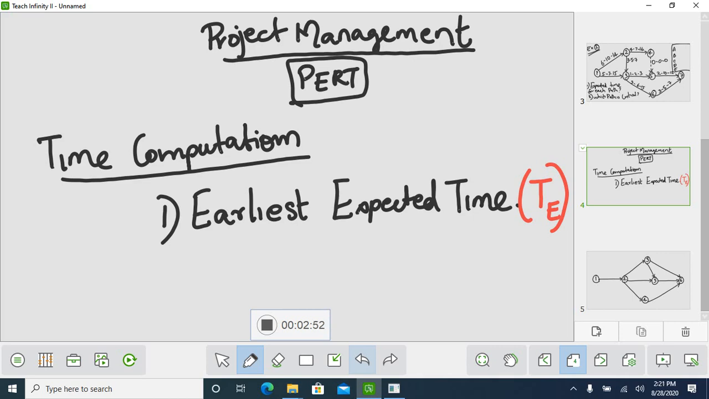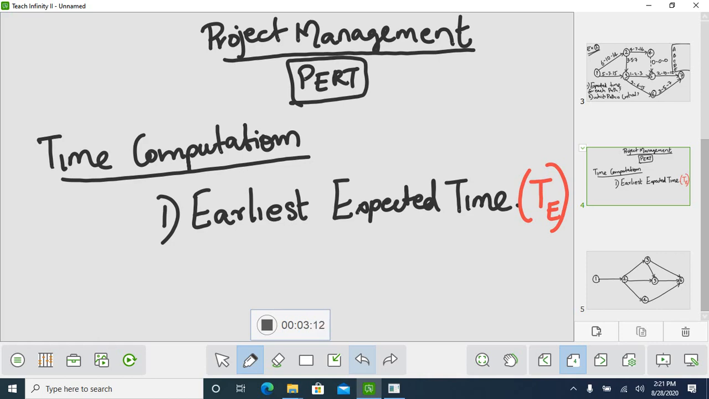So earliest expected time, capital TE, is the sum of expected times, and we always have to take the maximum number. That is called the earliest expected time.